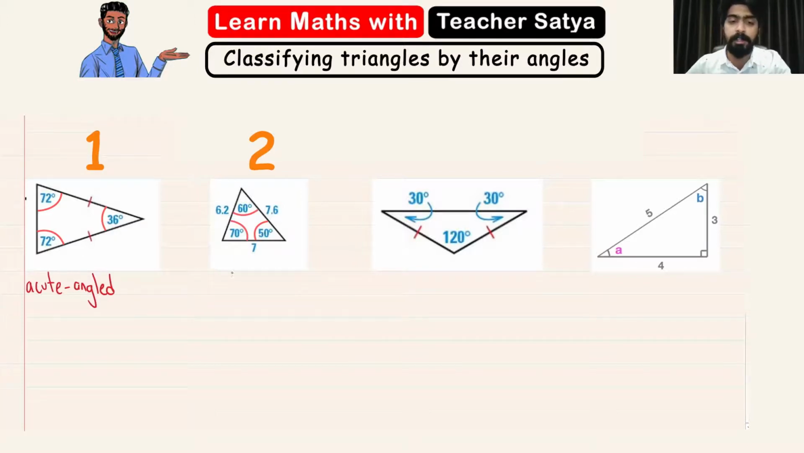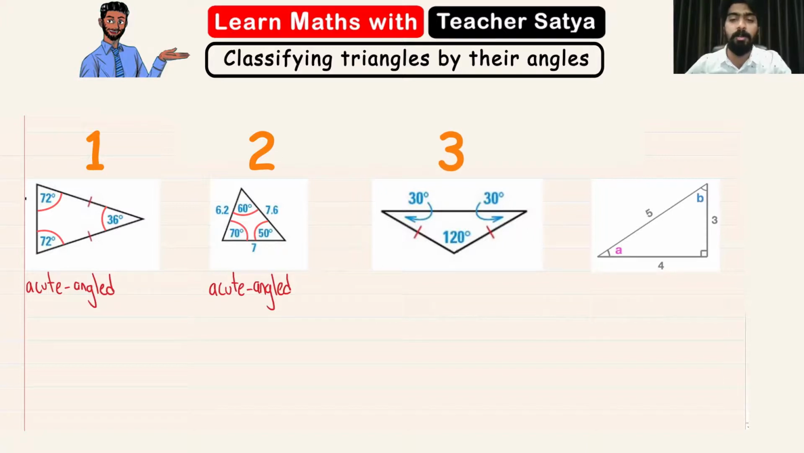Now in question number 2, again we have 3 angles which are 50 degrees, 60 degrees and 70 degrees. And all of these angles are again acute angles. Therefore, this triangle will also be an acute angled triangle. Right guys? Now let's go to question number 3.